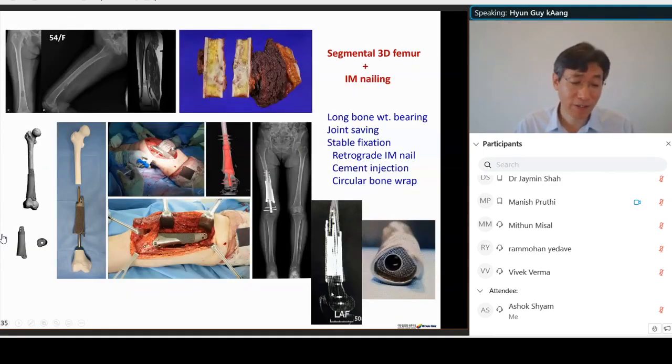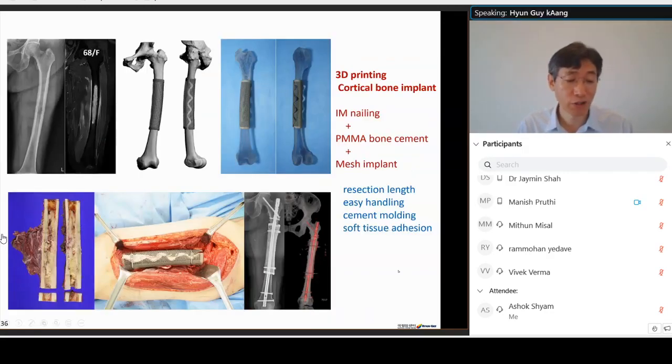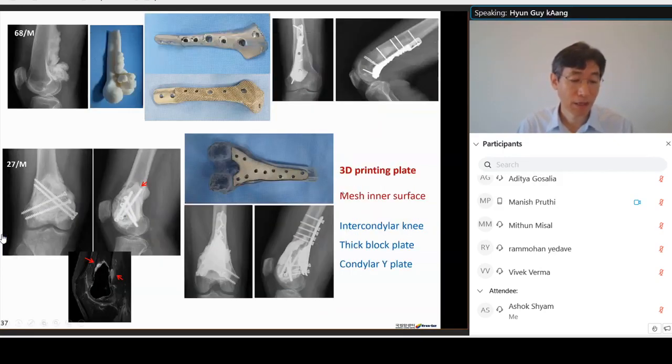The 3D printing segment of femur looks stronger than allograft, and we combined it with an intramedullary nail for more stable fixation. The two-piece 3D printing cortical mesh makes application easy, gives good soft tissue adhesion, and promotes cortical bone bridging in femur shaft surgery. These 3D printing custom-made plates are useful in some areas like adjacent to the knee joint.